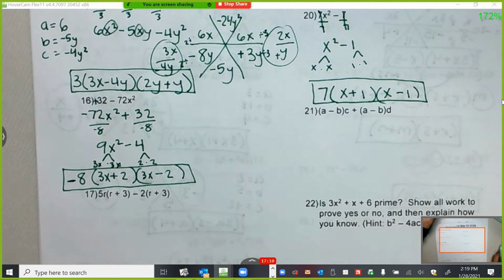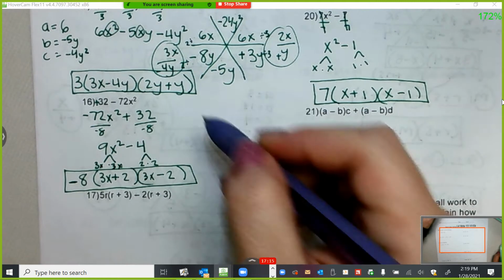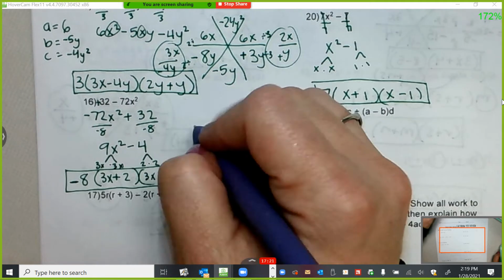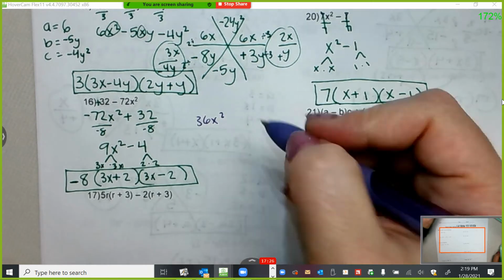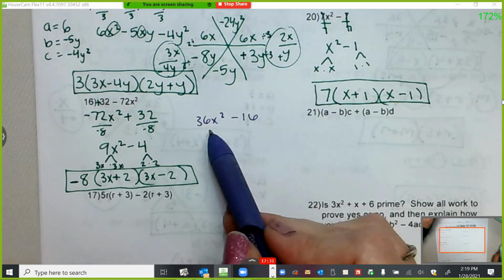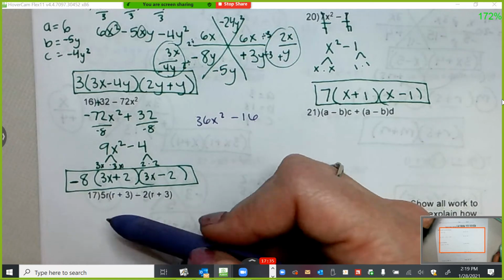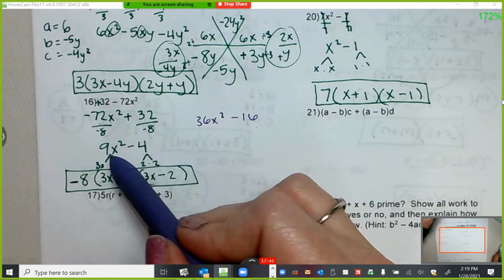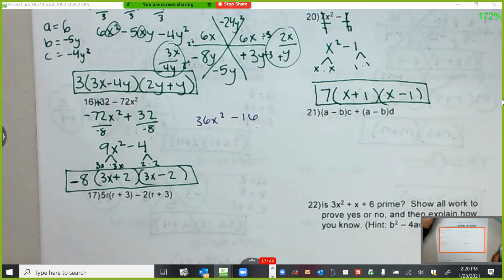Now, say we took out the wrong GCF here. Say we only realized that they both had a 2. And I would take that out, and I would get 36x squared and 16. Now I want you to realize they're both still even, which means I have another GCF to take out. So realize if you take out the wrong greatest common factor and you just take out a common factor, you'll have another one. So always check it after you take out your GCF. 9 and 4 do not have a common factor, so I know I took out the right number. Okay, that's how you'll check that.